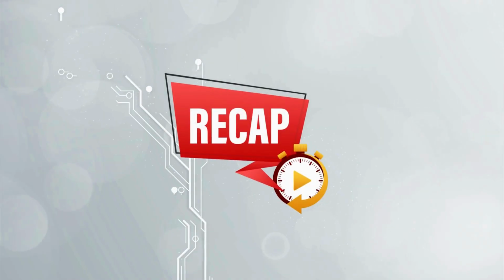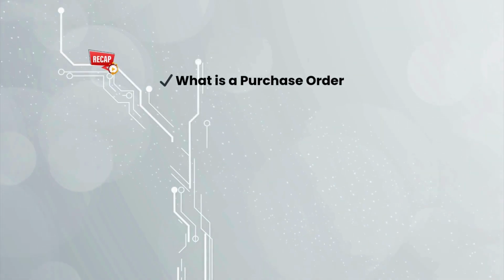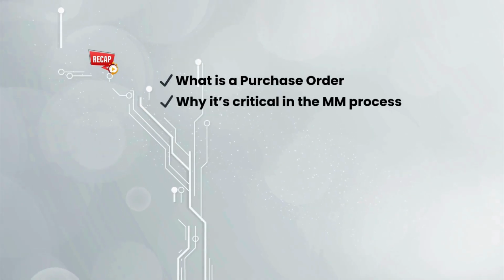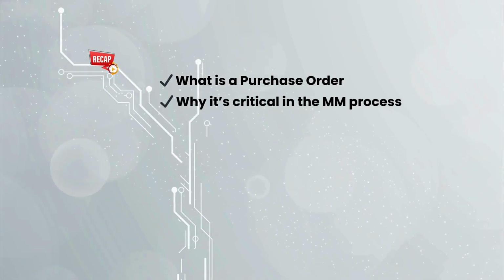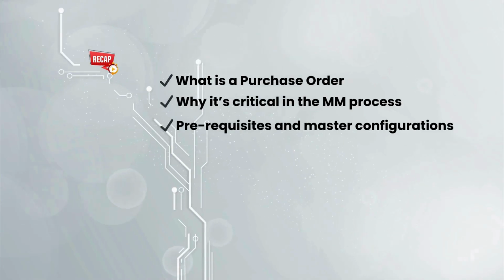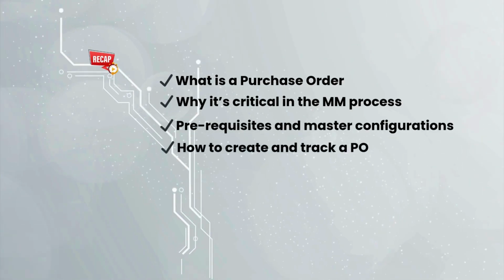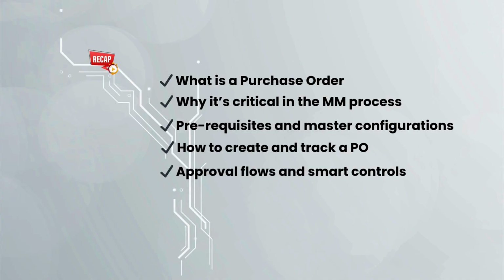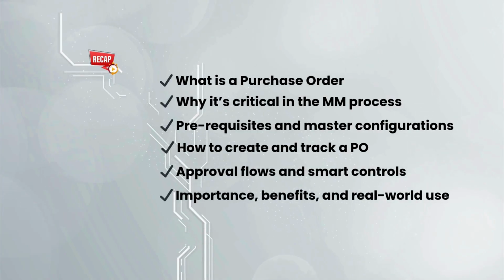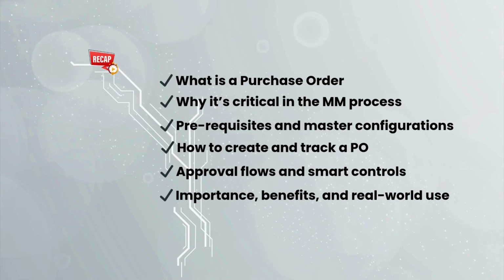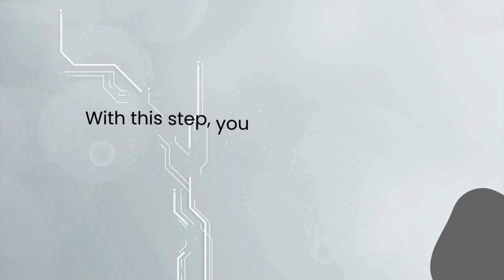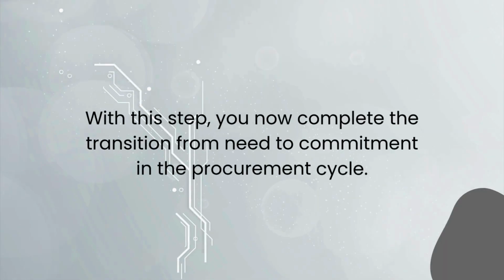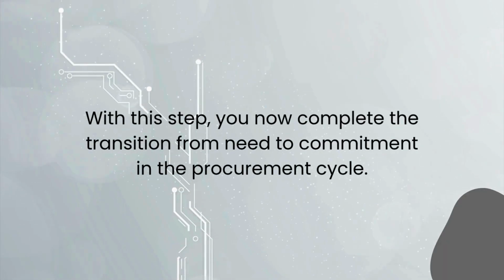Let's quickly recap what we covered today. What is a purchase order? Why it's critical in the process, prerequisites and master configurations. How to create and track a PO, approval flows and smart controls. Importance, benefits and real-world use. With this step, you now complete the transition from need to commitment in the procurement cycle.